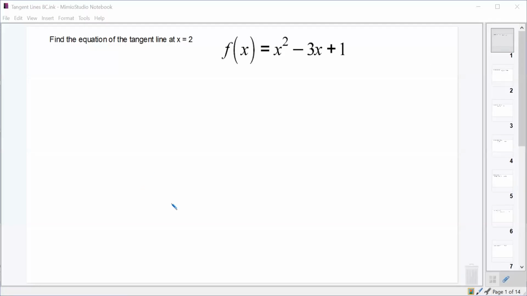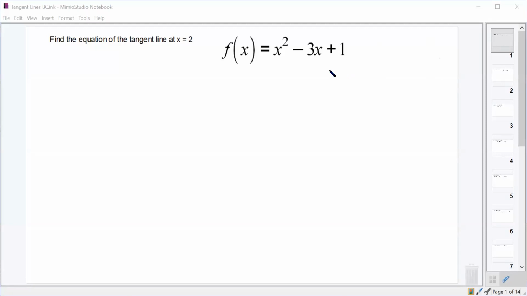All right. So our first thing here is we're just going to find the equation of the tangent line at x equals 2. So first off, when you're trying to write the equation of a tangent line, or any line for that matter, what do you need? You need two things. What are the two things we always need? Point and a slope, exactly. I always need a point and a slope.